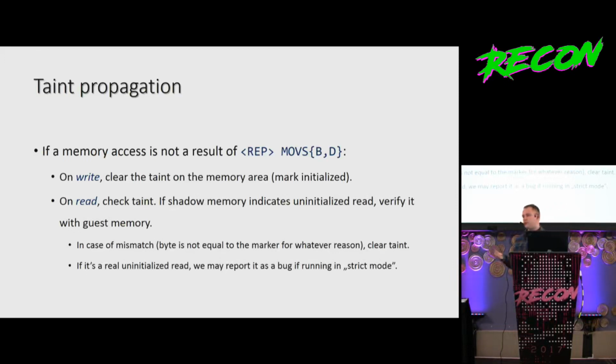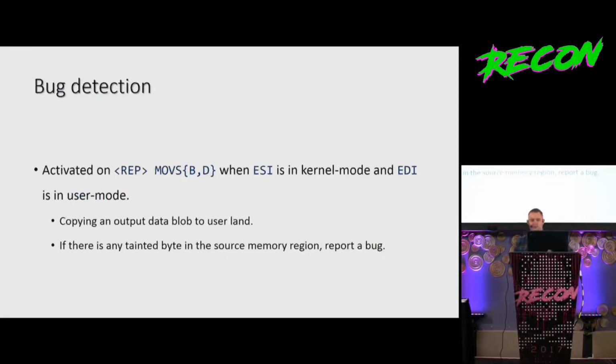If the shadow memory indicates that it's an uninitialized read, we verify with guest memory to check if the bytes in the guest itself are still the padding ones. And if there is a mismatch for some reason, then we also clear the taint. Otherwise, we have a bug that we can report, possibly if we are running in strict mode, or ignore it otherwise. But when it comes to the bug detection itself, well, this is pretty simple.